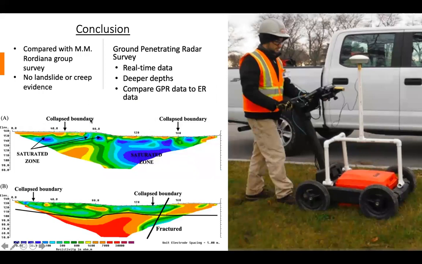Next, my conclusions after getting these results and interpreting everything is that there has not been any landslide or creep evidence. I think this because I was able to do some further research online, and I compared my profile to a profile that I found online, and they were also doing resistivity with landslide studies.